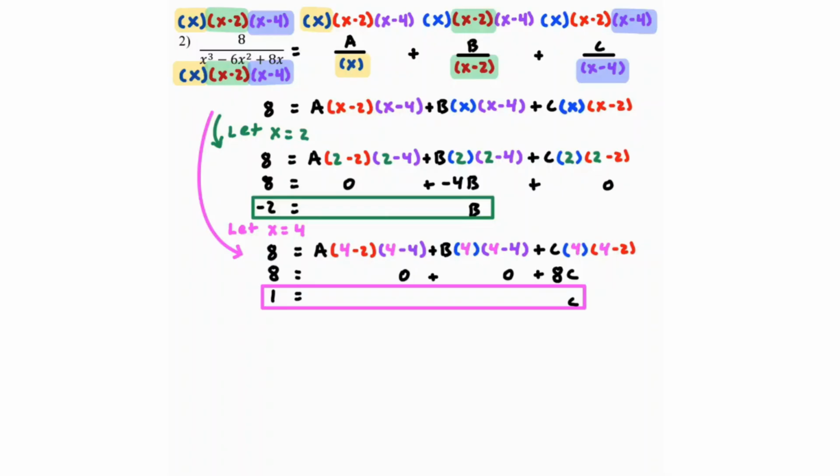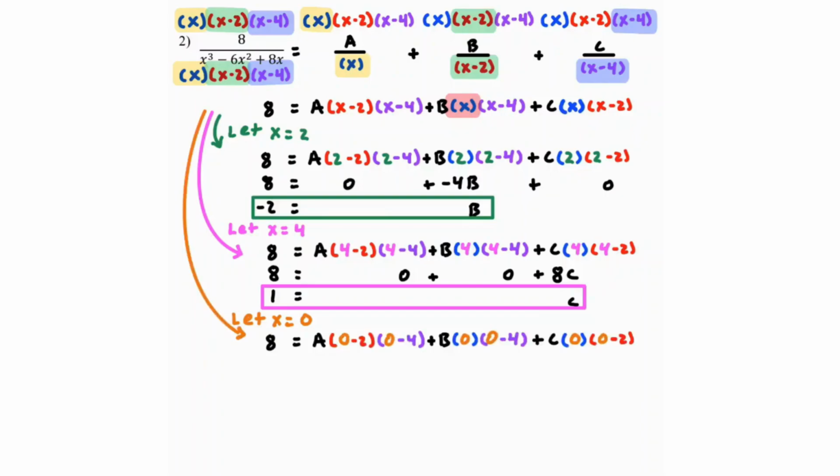And lastly, well, we have x minus 4 already, so let's look at this x. What happens if you let x equal 0? Substitute that in. We get 8 is equal to 8a plus 0 plus 0. Simplify this, and we get a equals 1. So we've solved for a, b, and c.